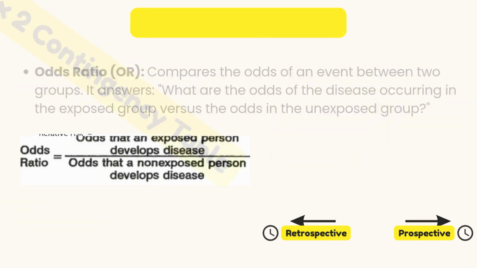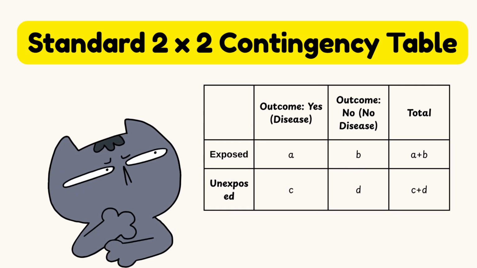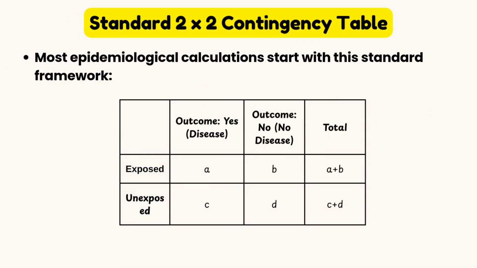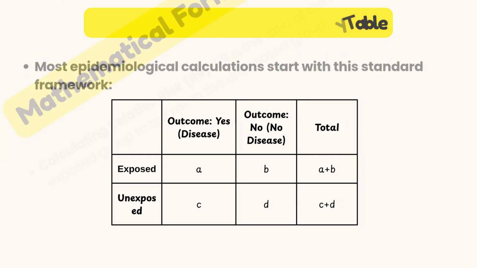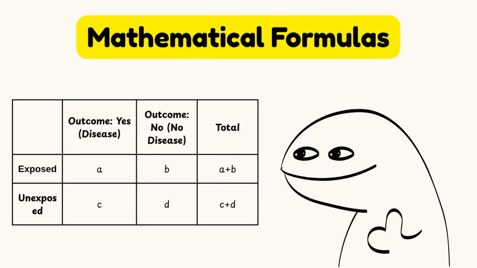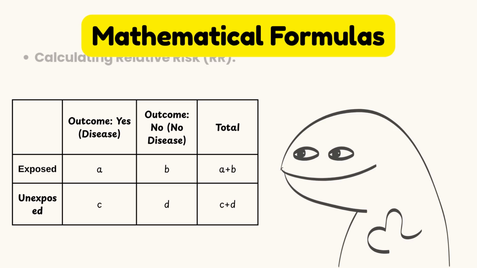Let's apply these concepts on a standard 2x2 contingency table. Most epidemiological calculations start with this standard framework. That shows outcome of a disease in the exposed and unexposed groups. Let's apply mathematical formulas on these tables.